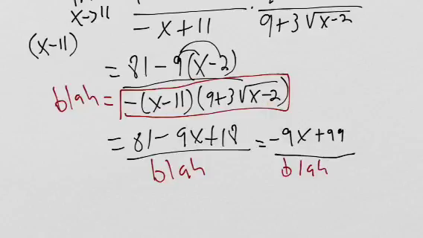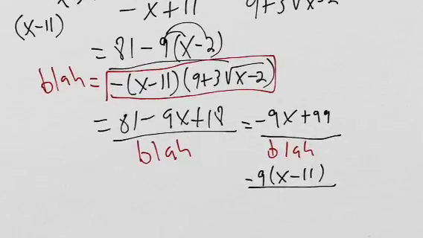So we're basically there because now we have a common factor we can factor out. We can factor out a negative 9 times x minus 11. And now we're going to have to rewrite blah because this is going to help us cancel some stuff out. So we have negative x minus 11 times 9 plus 3 root x minus 2. So cancel x minus 11, cancel x minus 11.